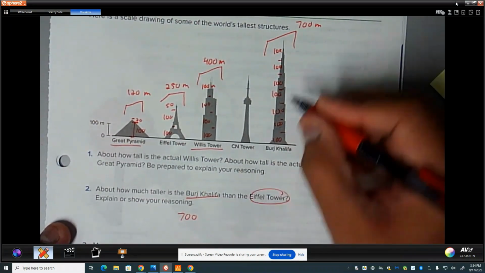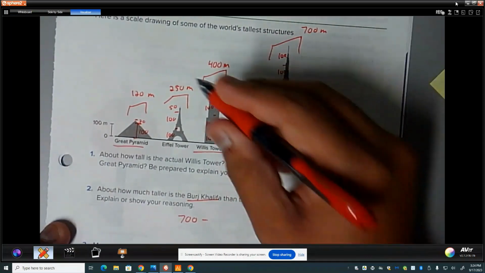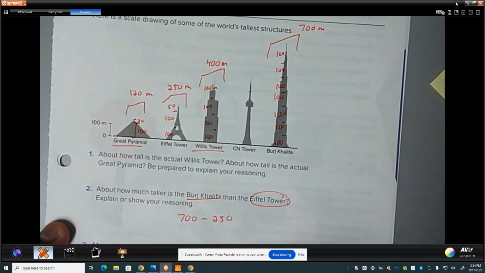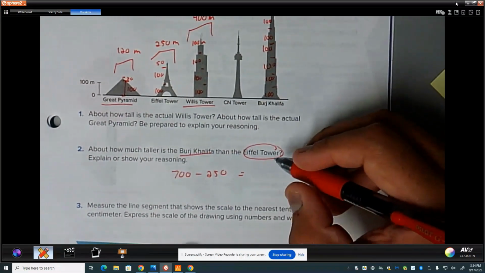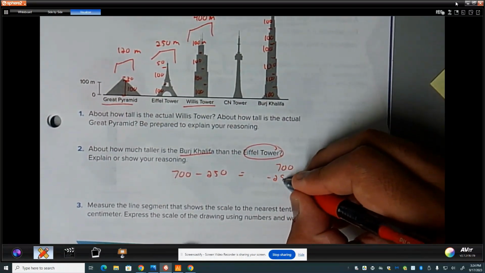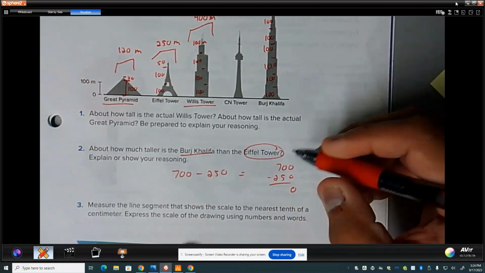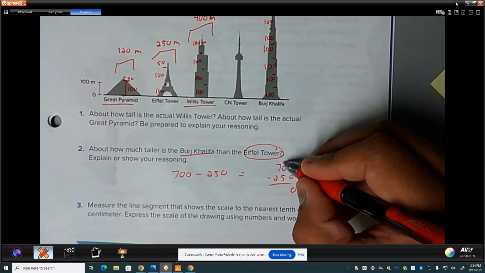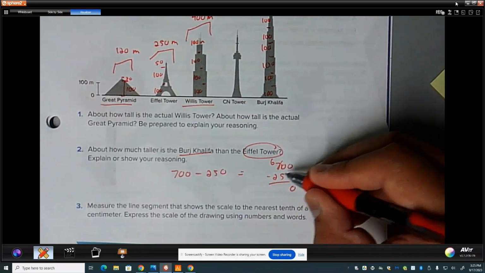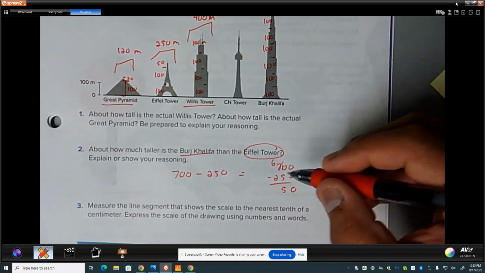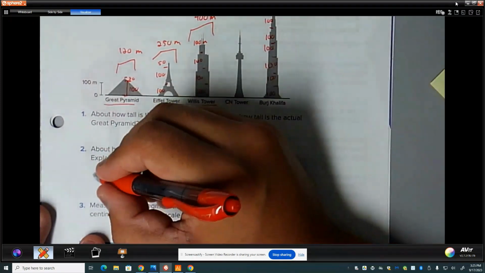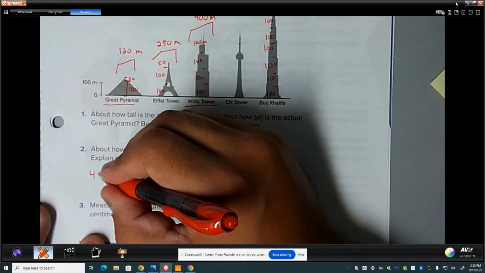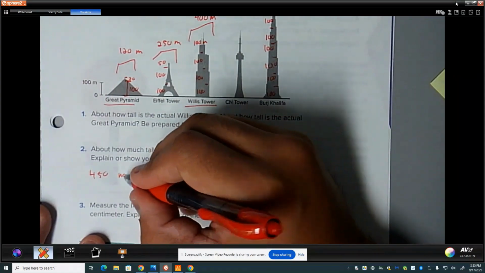Well, let's take 700 and subtract from it our Eiffel Tower height, and let's figure out how much taller it would be. 700 minus 250, 0 minus 0 is 0. I can't take 5 from 0, so I'm going to go ahead and borrow. 10 minus 5 is 5, and then 6 minus 2 would be 4. So how much taller is the Burj Khalifa? It's about 450 meters taller.